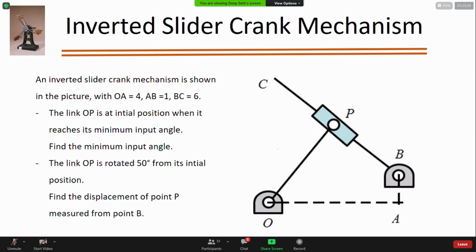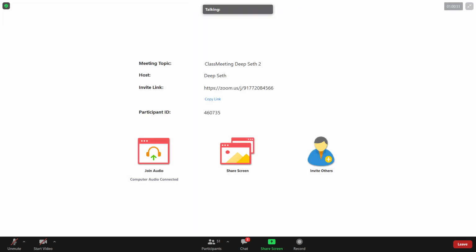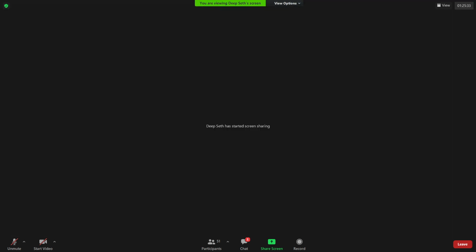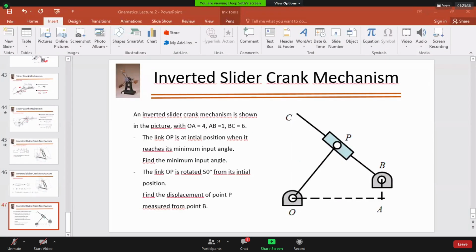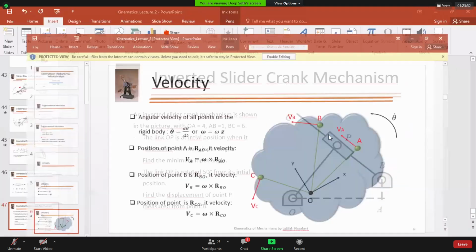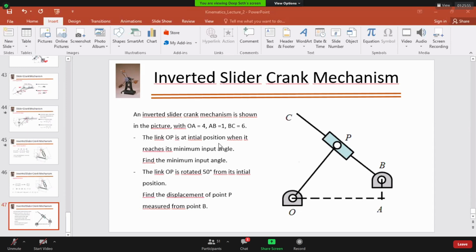So this part we will see actually. Just a minute. Yeah, this part we can see, and it's a kind of example that we can solve.